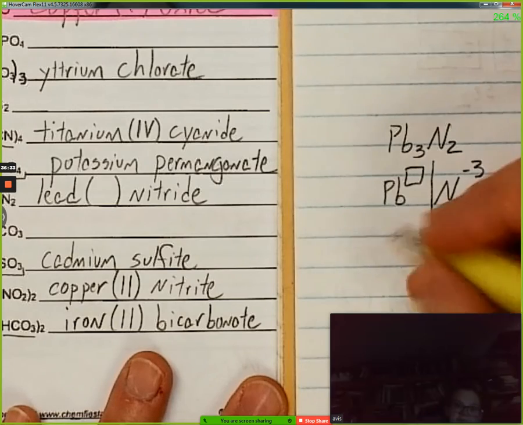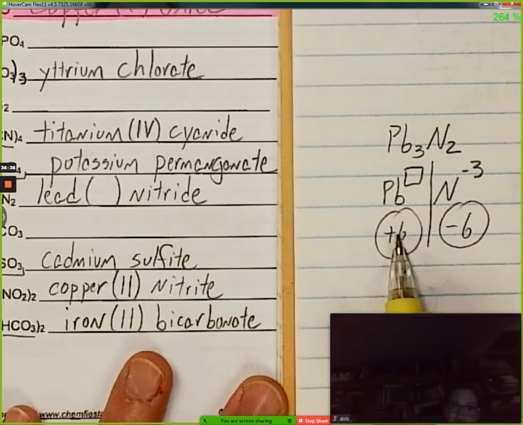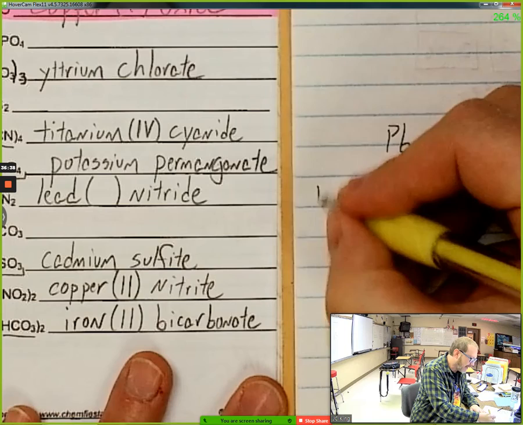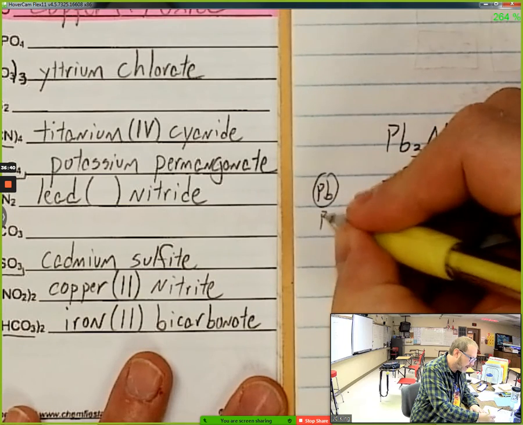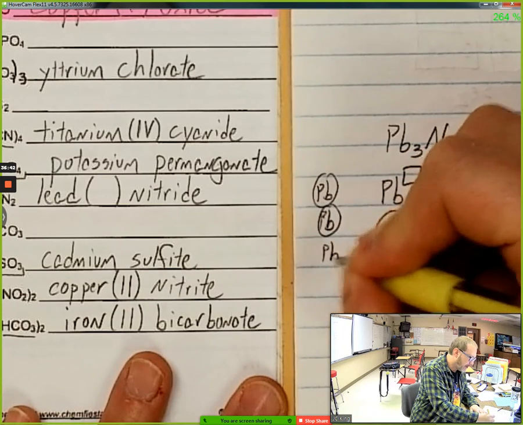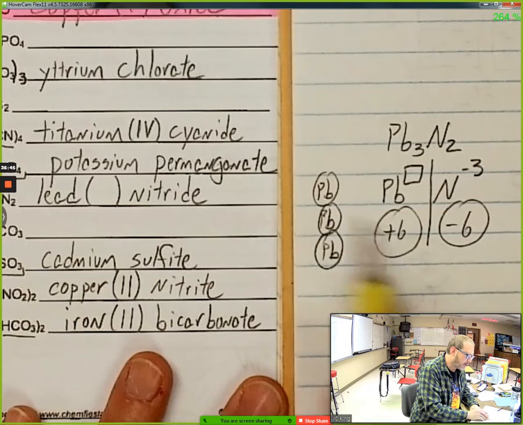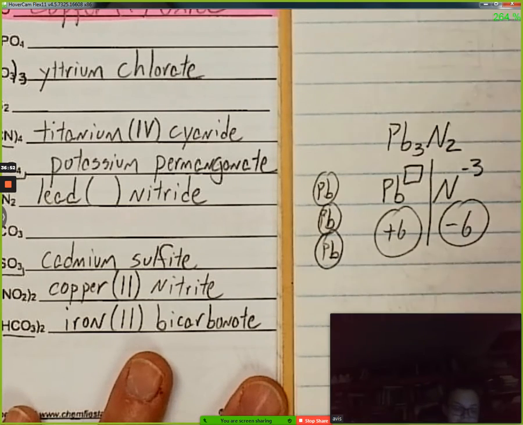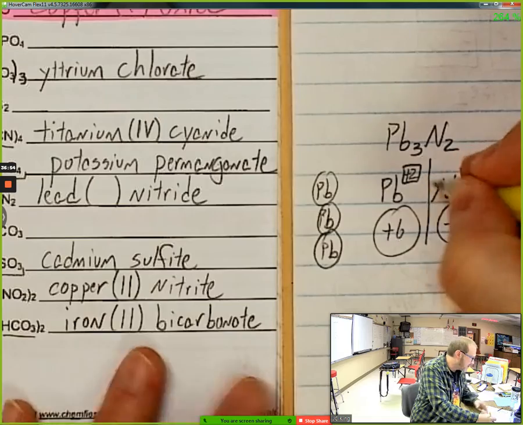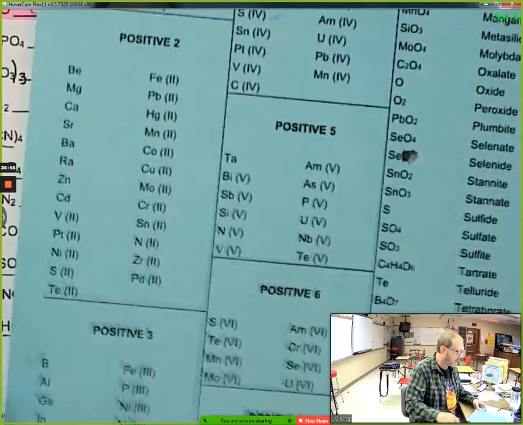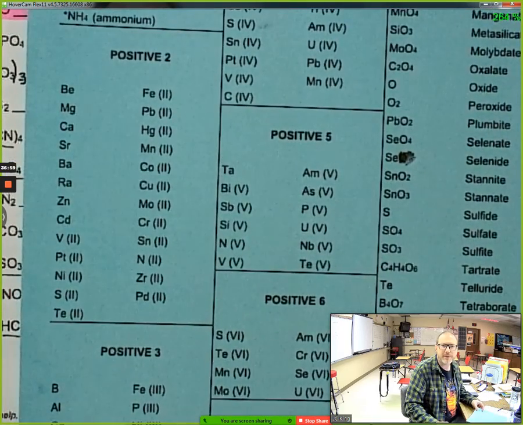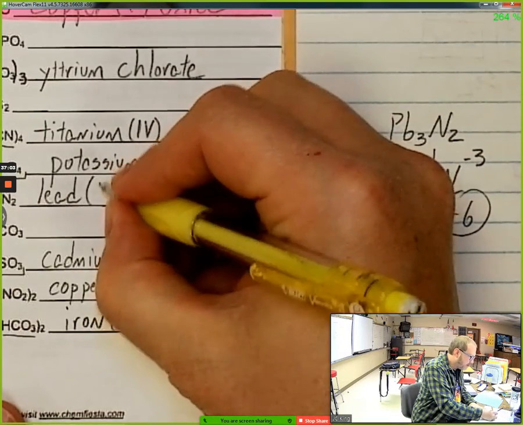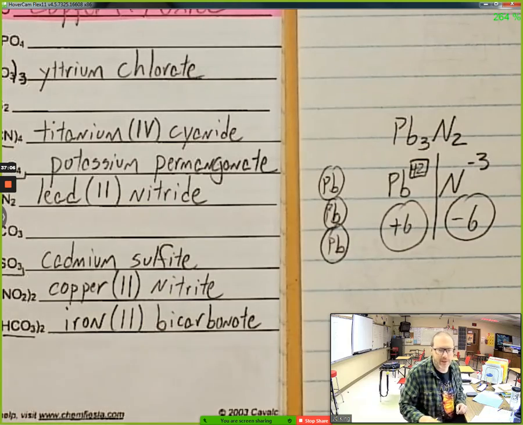Which means my total positive charge has to be +6. Good. I am dividing that out over 3 lead atoms. So Pb, Pb, Pb. If I have to send equal charge to each of these guys, how much will each one get? 2. So this is a classic case of lead +2. To double check that, I look at my +2 column, and sure enough, lead can be +2. So this is going to be lead(II) nitride.